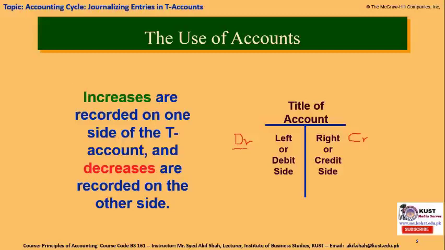Increases are recorded on one side of the T account and decreases are recorded on the other side of the account. Now it all depends upon the title of the account. If it is a cash or asset account, then its increases will be recorded on the left hand side. However, if the T account is pertinent to the liability section or owner's equity, for example accounts payable, then its right hand side will record the increases in the liabilities, and the left hand side will record decreases in the liabilities. The rules of debit and credit will be discussed shortly in this lecture, which will make you able to understand what the debit and credit entries are all about.